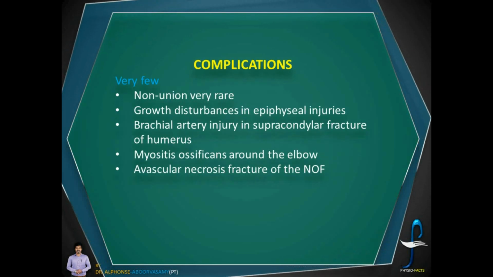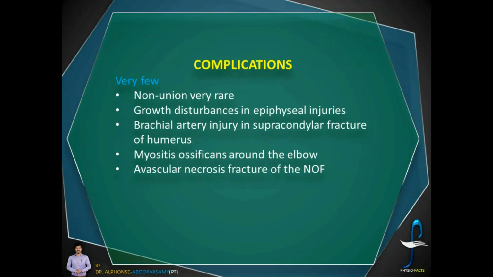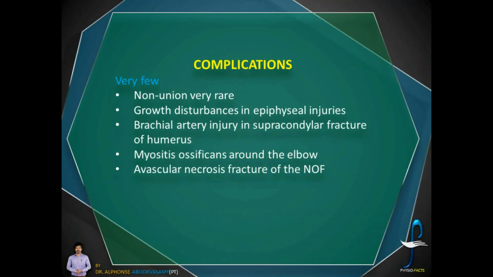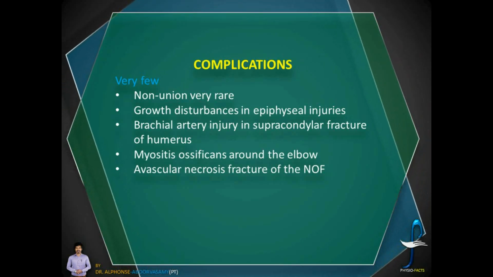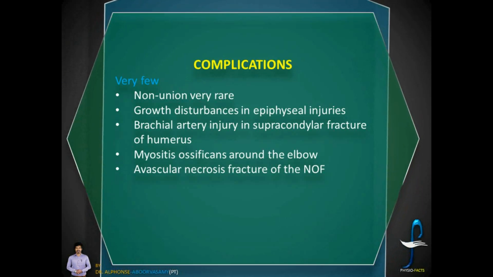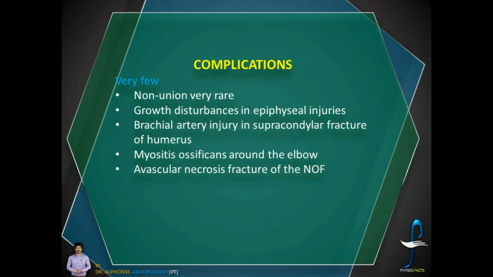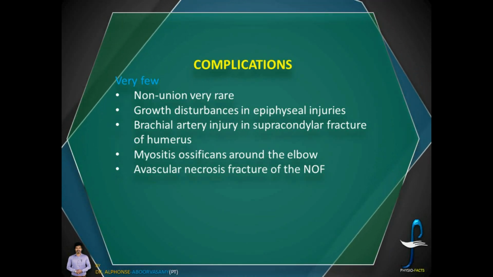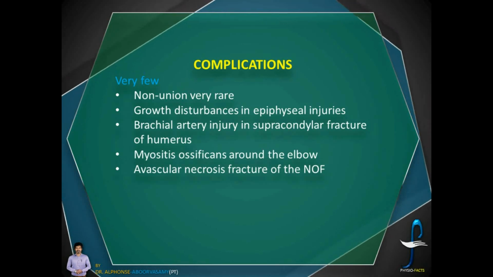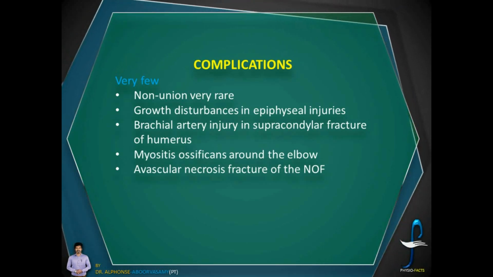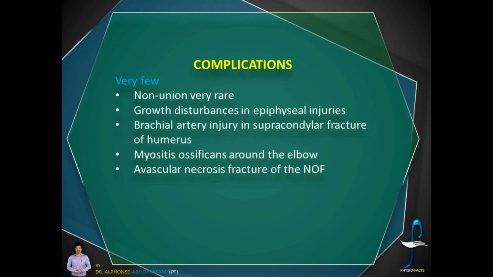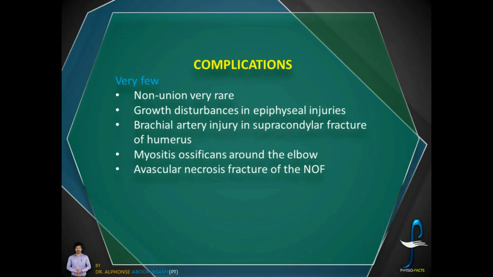Complications of fracture in children. They are very few. Non-union, again, is very rare. Growth disturbances in epiphyseal injuries, which is common. Brachial artery injury in supracondylar fracture of humerus, which is a common fracture in children. Myositis ossificans around the elbow. Avascular necrosis in fracture of the neck of femur.